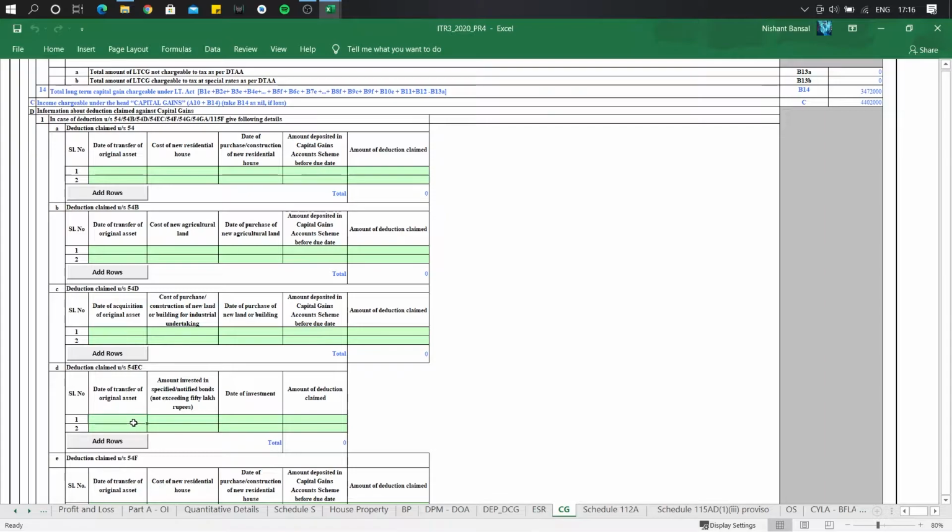So the date of transfer of original asset is 23/10/2019. Amount invested in specified bonds. Okay, so since we have invested in two bonds, we'll give the details separately. REC. Okay, amount invested is 20 lakhs. Date of investment is 14/11/2019, and the amount of deduction claimed is the entire amount.